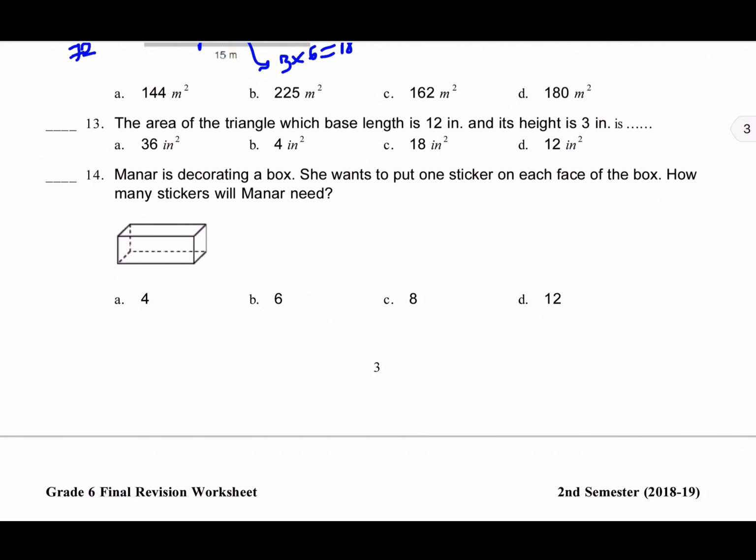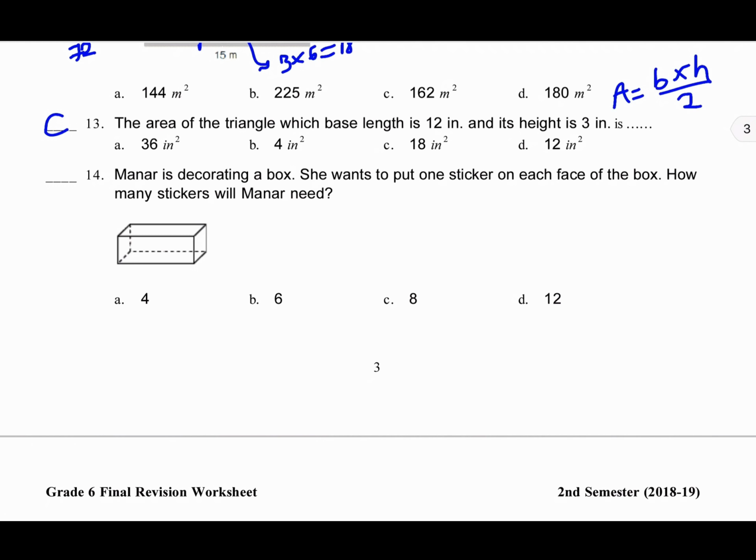Next question. The area of the triangle, whose base length is 12 inches and its height is 3 inches, is what? Area of a triangle equals base times height divided by 2. So now it's 12 times 3 divided by 2 equals 18, because 6 times 3 equals 18. So the answer is C.